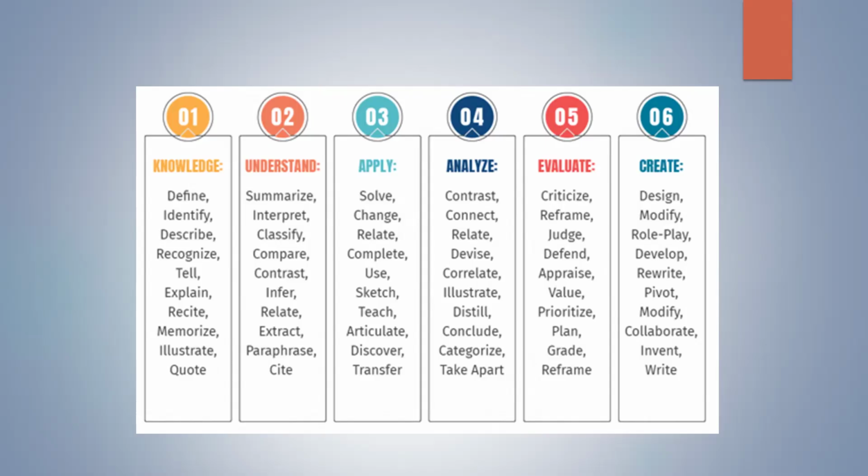Then, if we see for understanding, we have summarize, interpret, classify, compare and contrast, infer, relate, extract, paraphrase, and cite. Like paraphrasing, a student can only do it if he knows and if he understood each and every word of the poem. So, this is understanding.